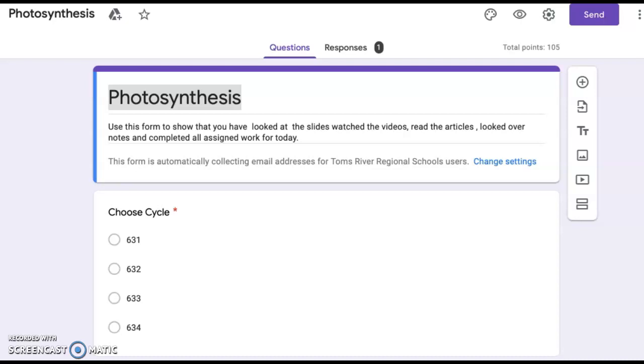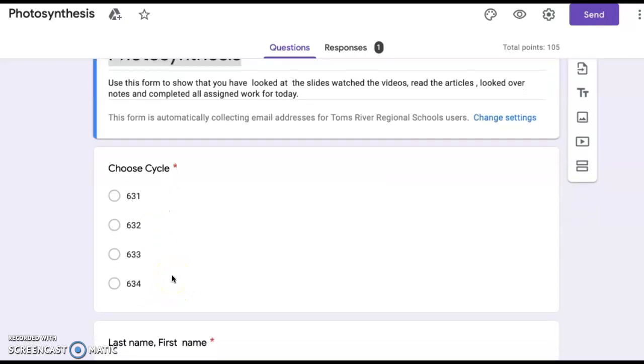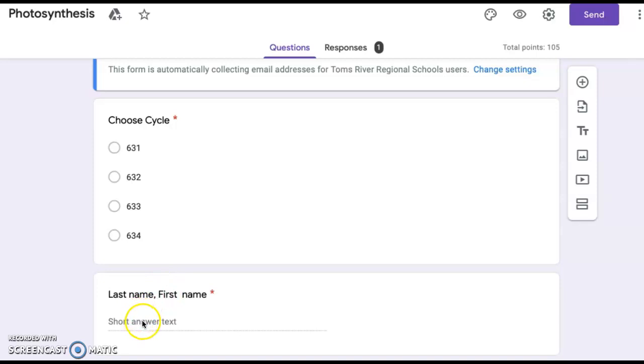Photosynthesis Quiz. Use this form to show that you have looked at the slides, watched the videos, read the articles, looked over notes, and completed all assigned work for today. You're first going to choose your cycle here. You are then going to write your last name and then your first name in this box.